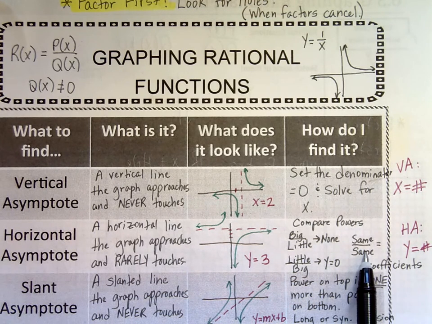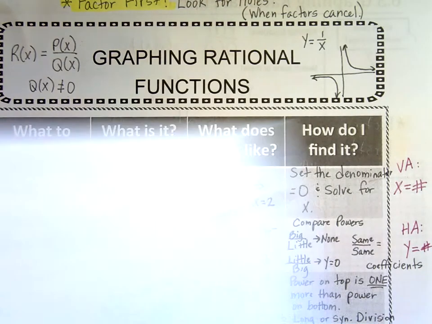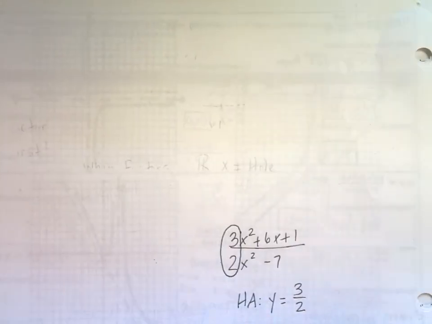Now, if they're the same powers, if you've got the same power on the top and the same power on the bottom, then it's going to be made up by whatever their coefficients are. Now, that gets a little bit dicey, but I kind of gave you an example when we flipped over our note packet when we talked yesterday doing these. Let me show you.